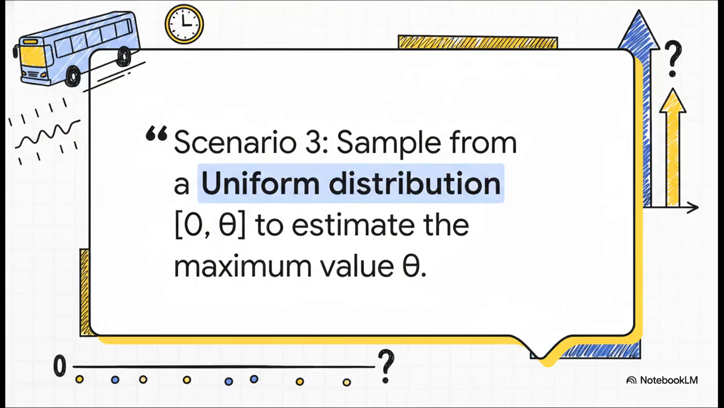Okay, now for a more surprising one. Let's say you're watching something that happens uniformly between 0 and some unknown maximum number. Maybe it's a bus that always arrives between, say, 12 and some unknown latest time. Your job is to guess that latest possible arrival time.